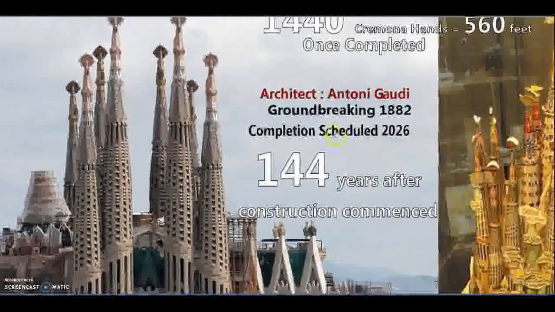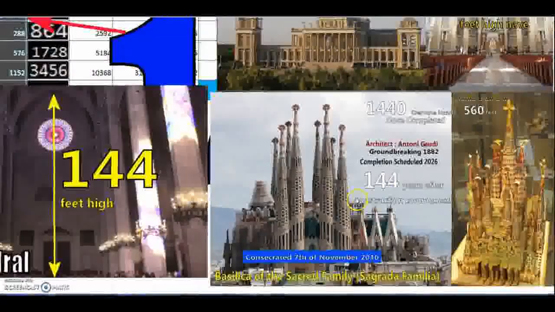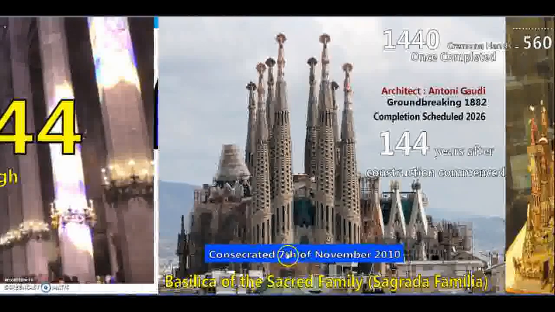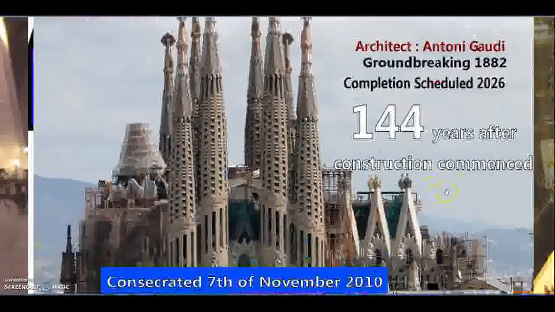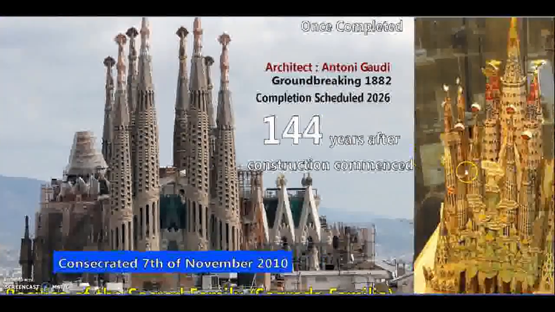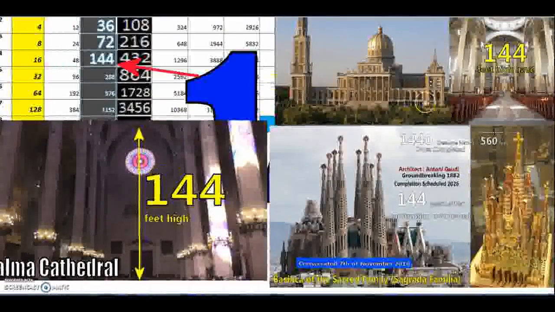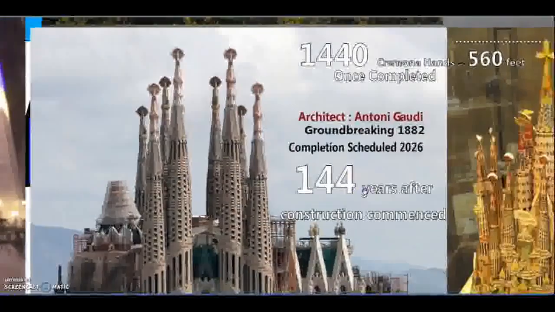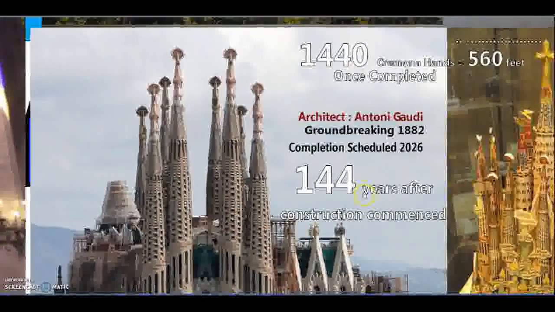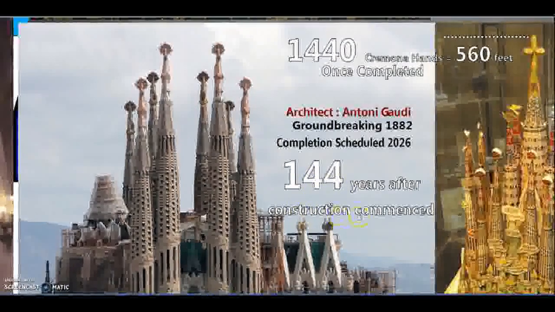It's also interesting to note that the groundbreaking and the completion schedule is 144 years, and it was consecrated on the 7th day of the 11th month, which happens a lot. But what is important, I think, is it's not just about measurement of length, but also measurements of time, for instance. And now I could put, okay, so 144 years the completion date.